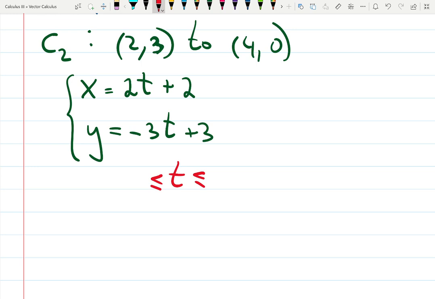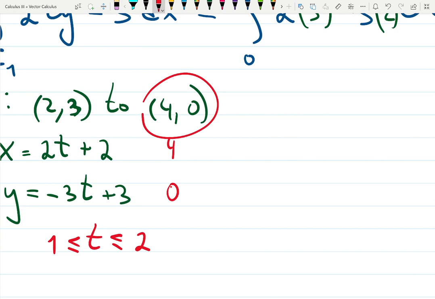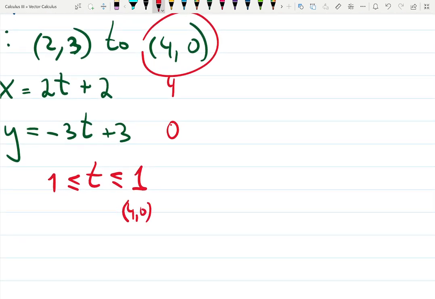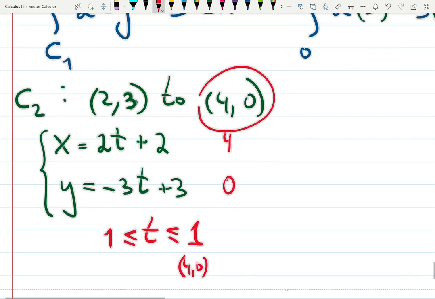Now from what? 1 to 2. From 1 to 2, let's check. When t is 1, the first point will be 4 and 0. But I thought we need to end up at 4, 0. Right? So I think 1 should be at the end. When we end up at 1, it will be 4 and 0. Then how to start at 2, 3, 0? Oops, at 0. So that's how you do.